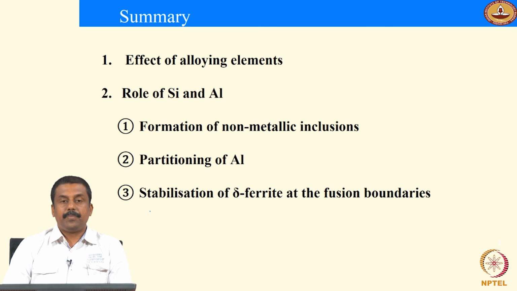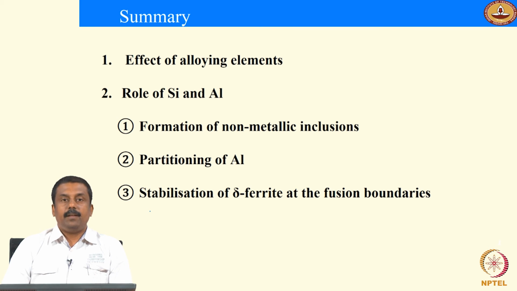If you enrich delta ferrite in aluminum, and the aluminum concentration goes beyond a critical limit, thermodynamically the delta ferrite cannot transform to austenite upon subsequent cooling. So we end up stabilizing delta ferrite at the fusion boundary when solidification begins: by nucleating delta ferrite, the aluminum partitions towards delta ferrite, thereby stabilizing it at the fusion boundary.